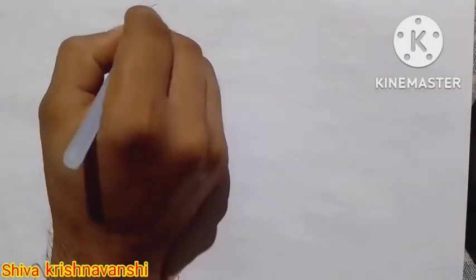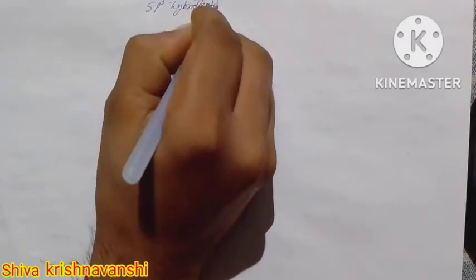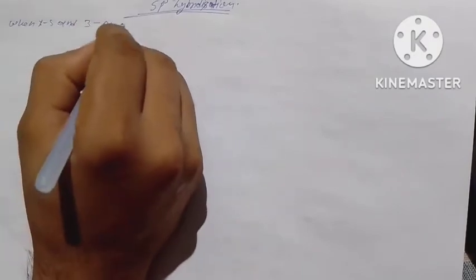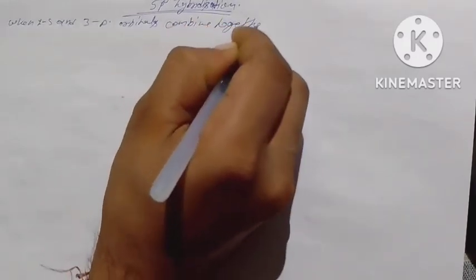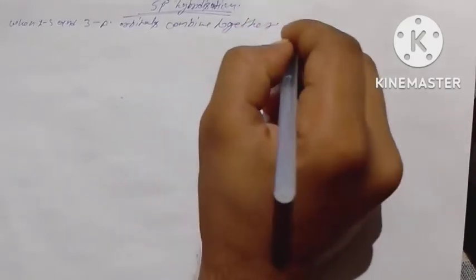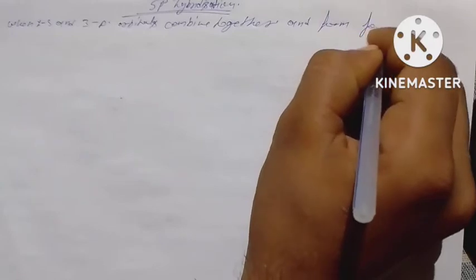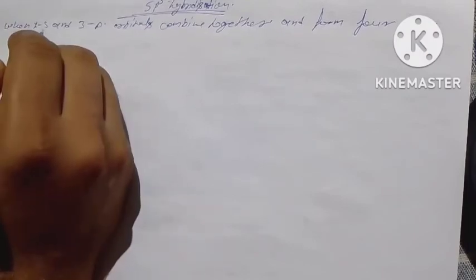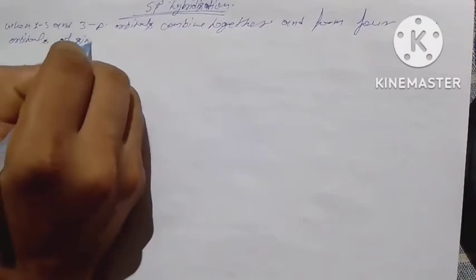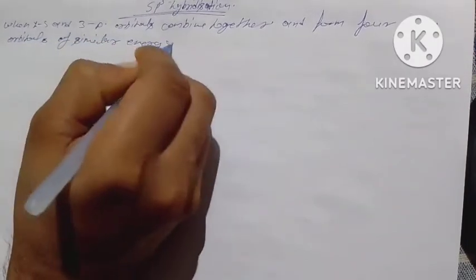sp3 hybridization. When one s and three p orbitals combine together, they form four new orbitals of similar energy and shape.